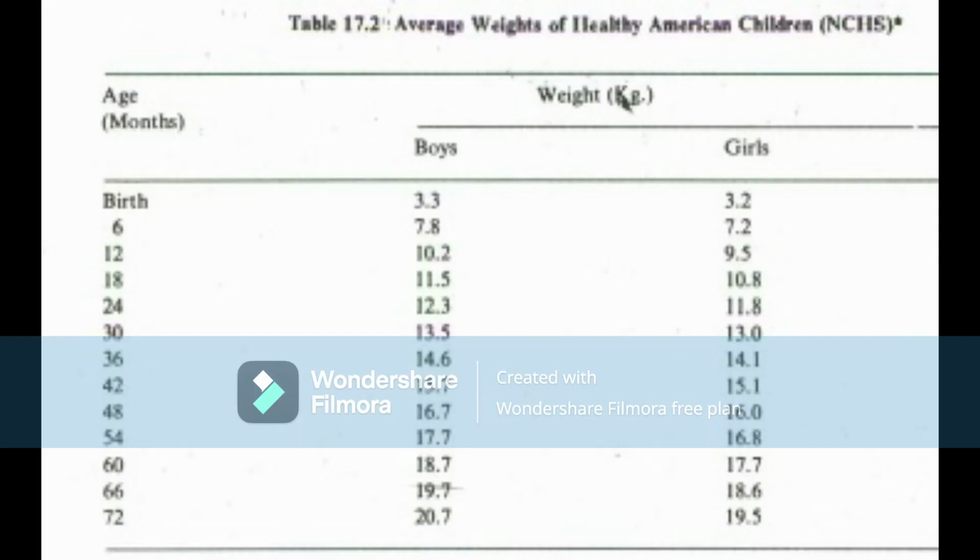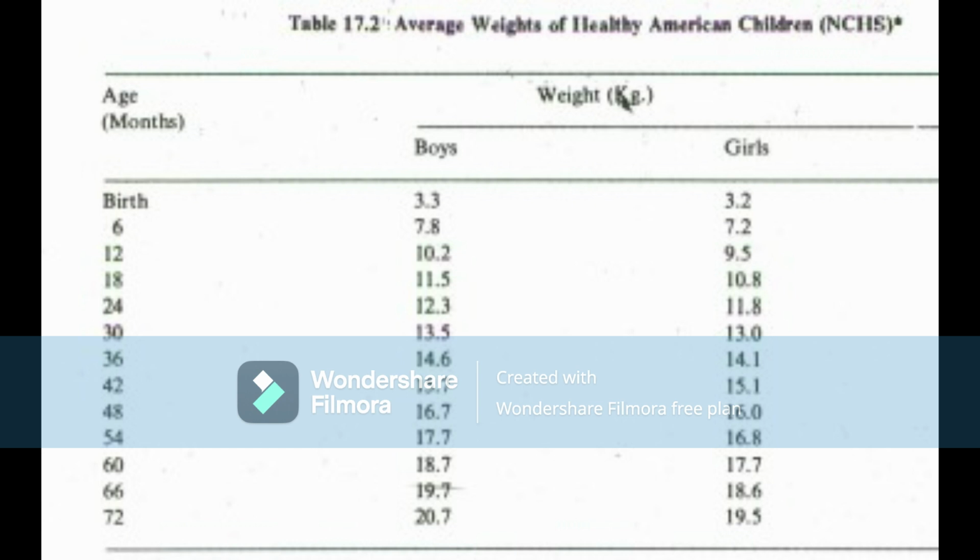extensively used. The reason is that the growth pattern of well-to-do Indian children, at least until adolescence, is comparable with that of American children. Table 17.2 gives the weights of healthy American children which are recommended to be used as standards. Table 17.2, Average weights of healthy American children, NCHS. Look at the screen for table content.